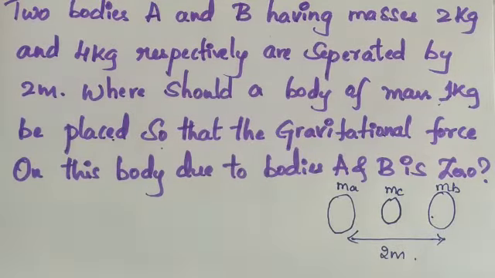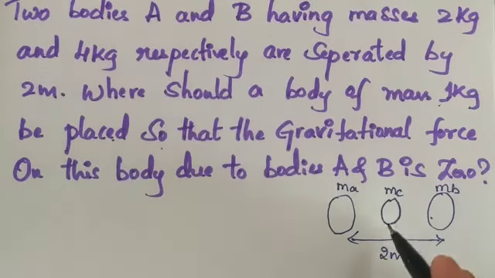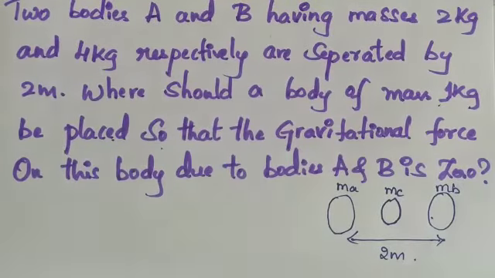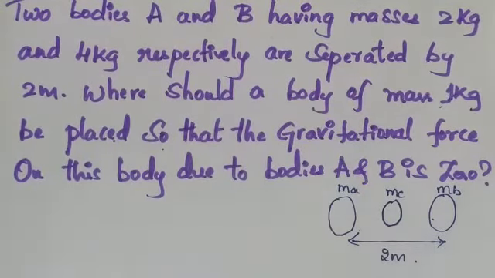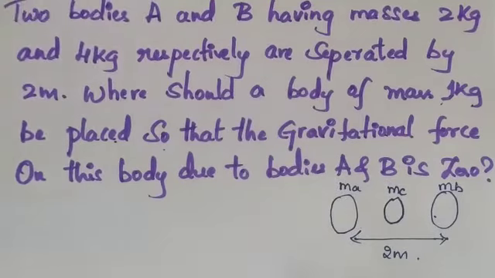Okay, so what is the distance between them? The condition given here is, if we place this object in between at some distance, then the gravitational force between A and B will become 0. To find that, first let us consider the gravitational force between object A and C, then object B and C.